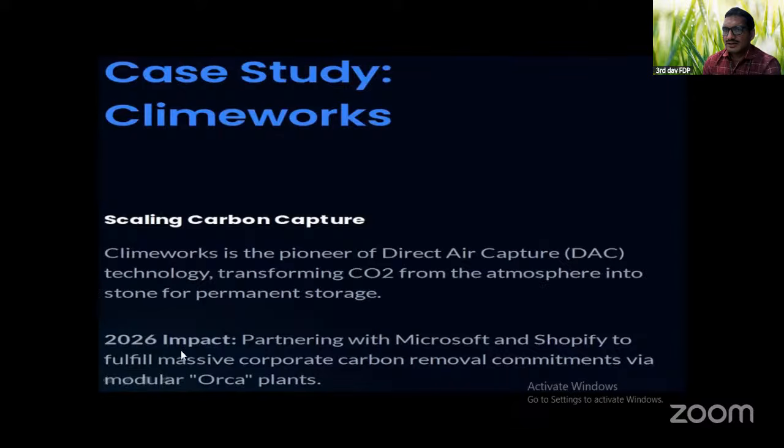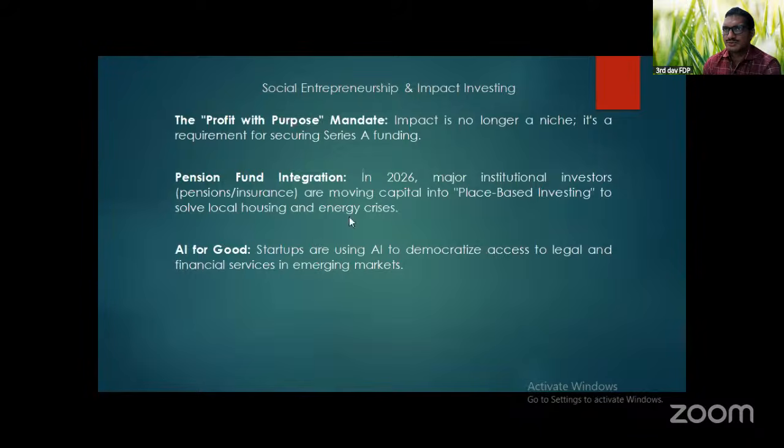So here big companies like Microsoft and Shopify are fulfilling their CSR initiatives by tie-ups with these environmental focused entrepreneurs. So that is providing a business opportunity to these new startups. Social entrepreneurship, only the profit with the purpose. Nowadays, people are not only focusing on the profit, but also the purpose. So pension funds and major institutional investors are also moving capital into place-based investing, where they can solve the local housing, local energy crisis, like that.